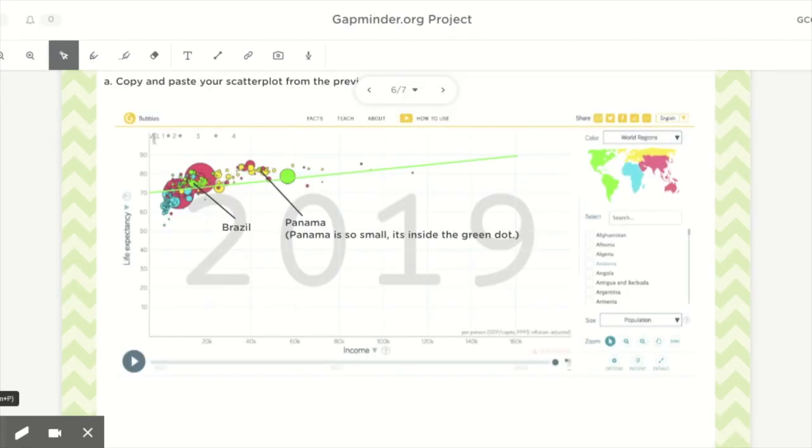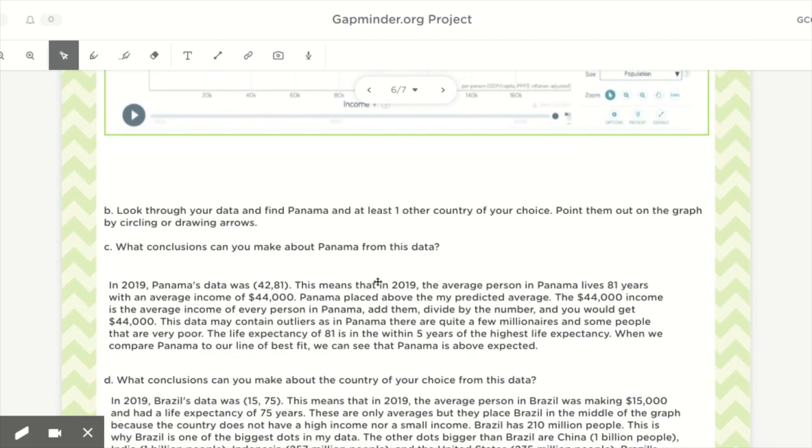For my conclusion, in 2019, an average citizen in Panama had a life expectancy of 81 years and an income of 44,000. What surprised me the most about this data was that Panama had a very high life expectancy. It is within 5 years of the highest life expectancies in the graph. Also, when we compare Panama to the line of best fit, it is above average. Brazil is also above average. In 2019, an average citizen in Brazil had an income of 15,000 and a life expectancy of 75.